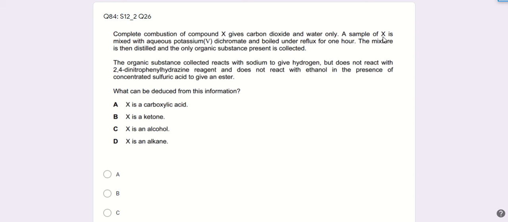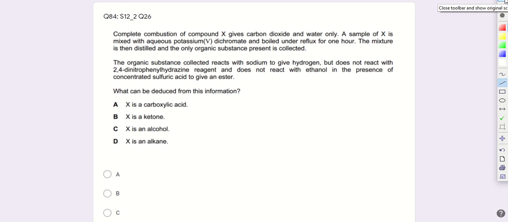So if X undergoes oxidation, let's say X is an alcohol, it undergoes oxidation under reflux, it will not form aldehyde. Because reflux means it stays in the flask for very long and undergoes continuous heating, so it cannot be aldehyde. Now let's move on to the next one. The mixture is then distilled and the only organic substance present is collected.